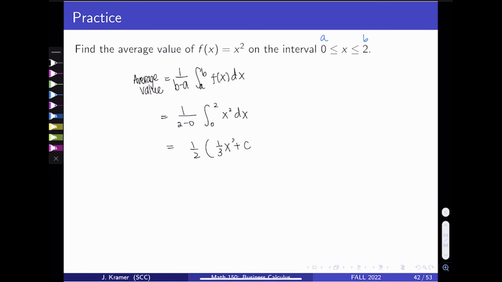If I use the power rule for integrals to find the antiderivative, that will be evaluated from 0 to 2 because it's a definite integral. 1/2 times 1/3 is 1/6 times 2 cubed minus 0 cubed. The plus c's cancel, and we're looking at 8 over 6, or 4/3. And that would have the same units as f of x if we were to know them.